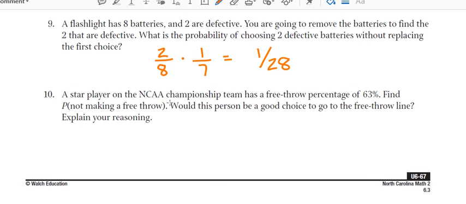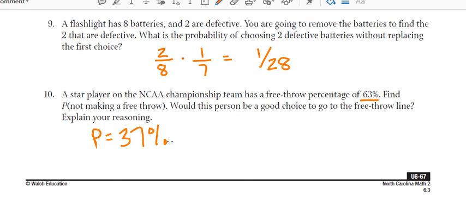Here we go. Someone has a free throw percentage of 63%. It says find the probability of not making a free throw. So the probability of not making it, well, you either make it or you don't. So the probability of not making it is 37%.